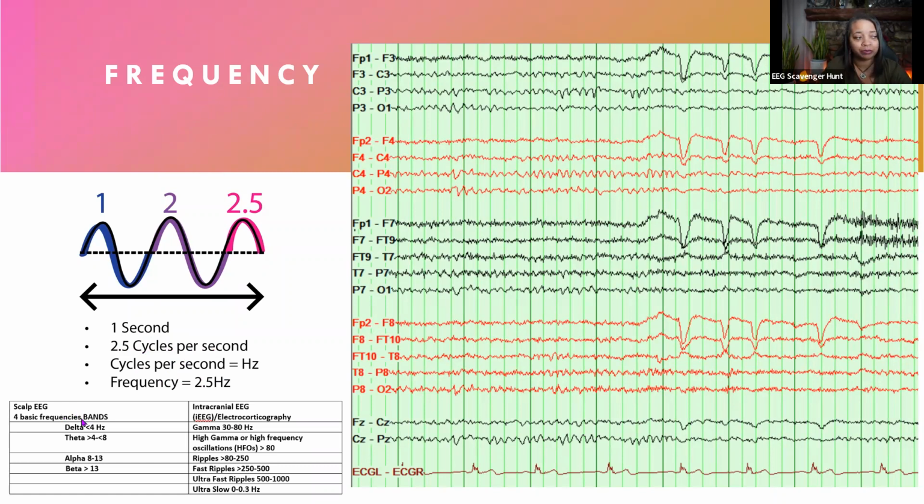There are 4 major bands of frequency. The first is delta, which is 0 to less than 4 hertz, or cycles per second. Then theta is above 4 to less than 8. Then you have alpha, which is 8 to 13. Then you have beta, which is greater than 13.